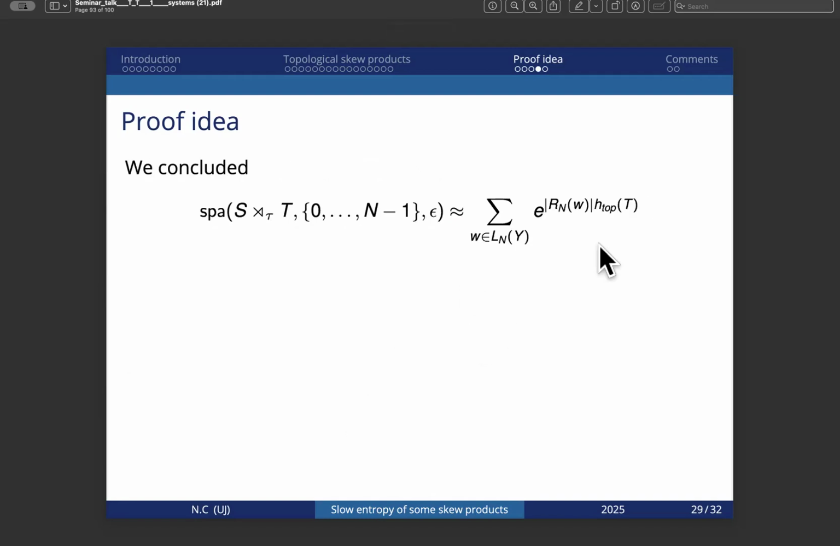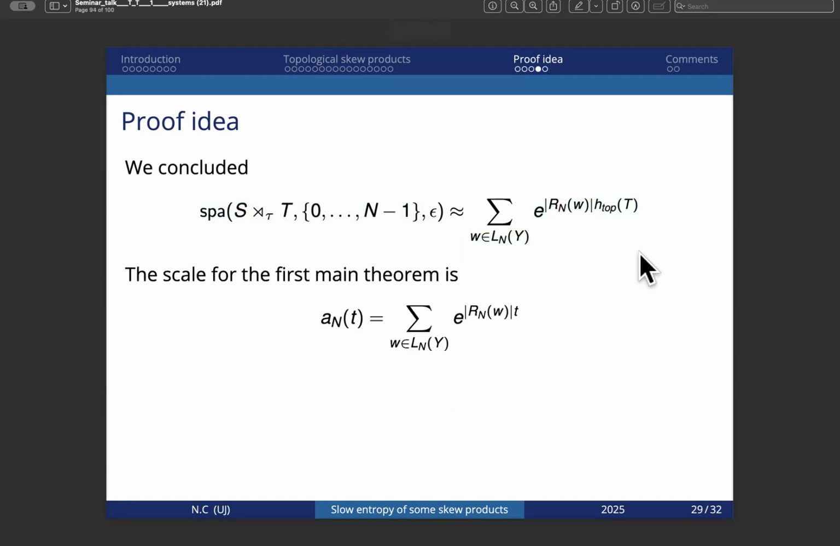Anyway, here we have this quantity, which we know can be estimated as approximately this. Now the scale for the main theorem is this sum. Here we have a_n(t). We sum over the words of length n, and we have the exponential of the range of those words times t, which is this parameter. It is exactly the same quantity, but instead of the topological entropy, we have the parameter t.